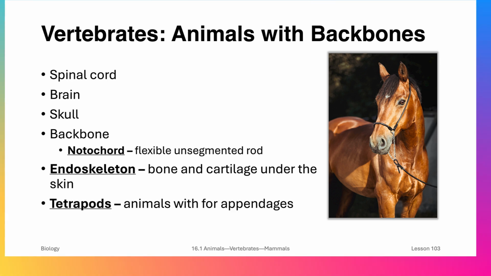Another thing about vertebrates is most of them are tetrapods. Many of them walk on their four appendages. Humans and birds do not walk on their four appendages. Humans and birds are bipeds, and so they walk on two of the four appendages that they have.